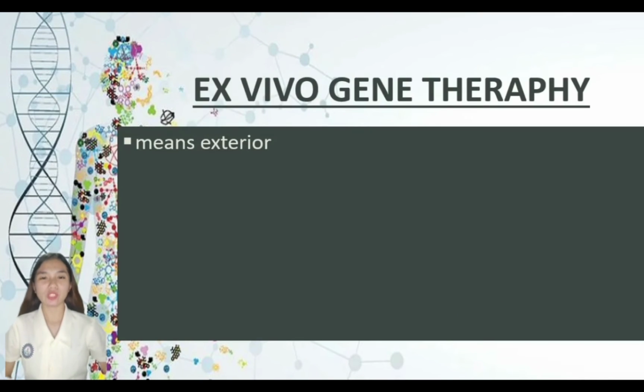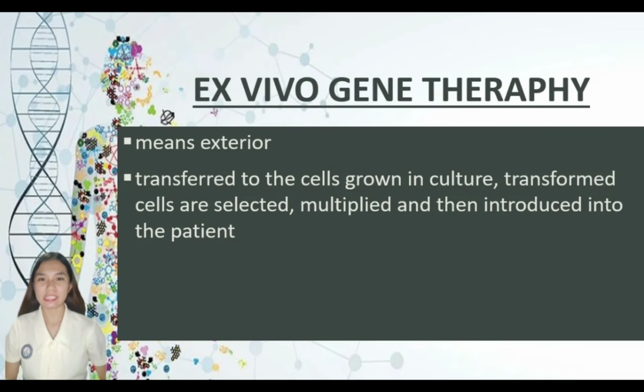And now, let's talk about ex vivo gene therapy. Ex vivo means exterior, where cells are modified outside the body and then transplanted back in again. In this mode of gene therapy, genes are transferred to cells grown in culture. Transformed cells are selected, multiplied, and then introduced into the patient.